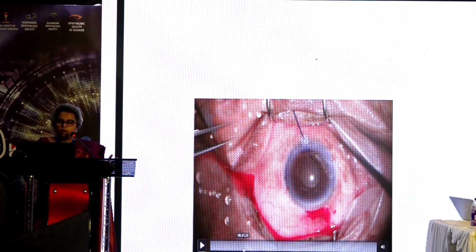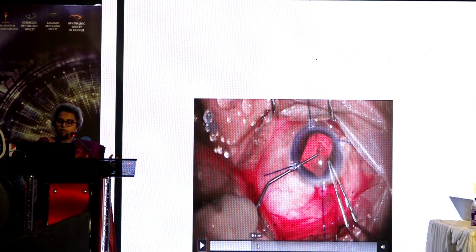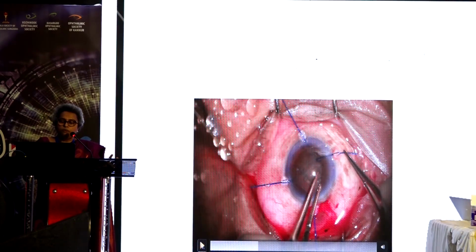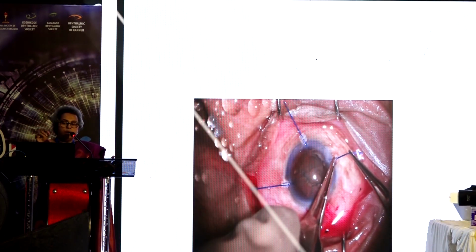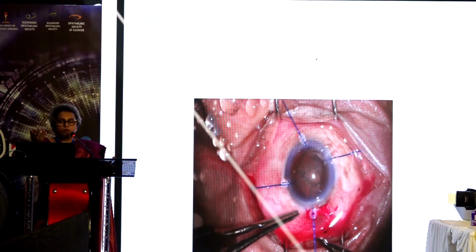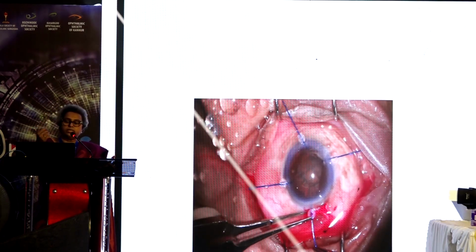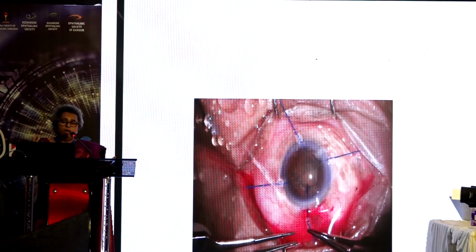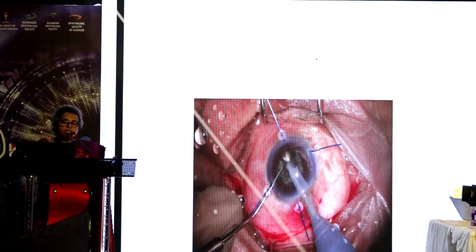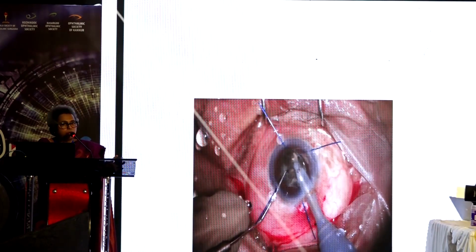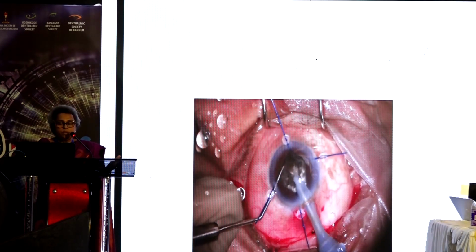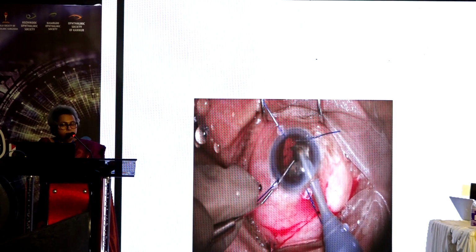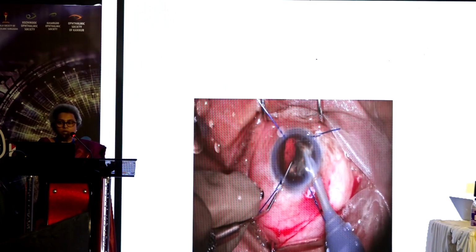So I completed that rhexis with doing the Little's procedure, and now we support, because the iris hooks are already in place, we support that rhexis with iris hooks. And once the iris hooks are in place, the lens is now adequately supported because the whole capsular bag is hanging on the iris hooks.